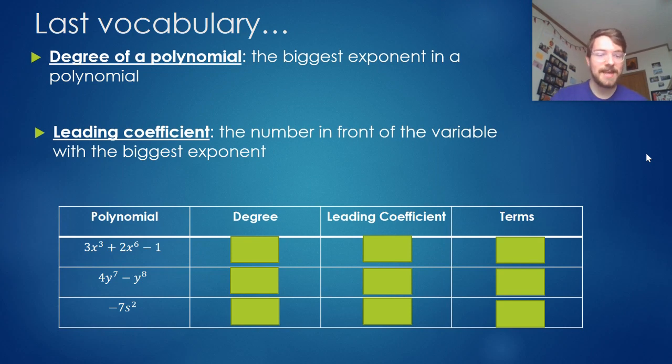Anyways, so I've got 3 polynomials on the side right here, and I'm asking for a degree, leading coefficient, and number of terms in all of them. And we're just going to fill it out together.